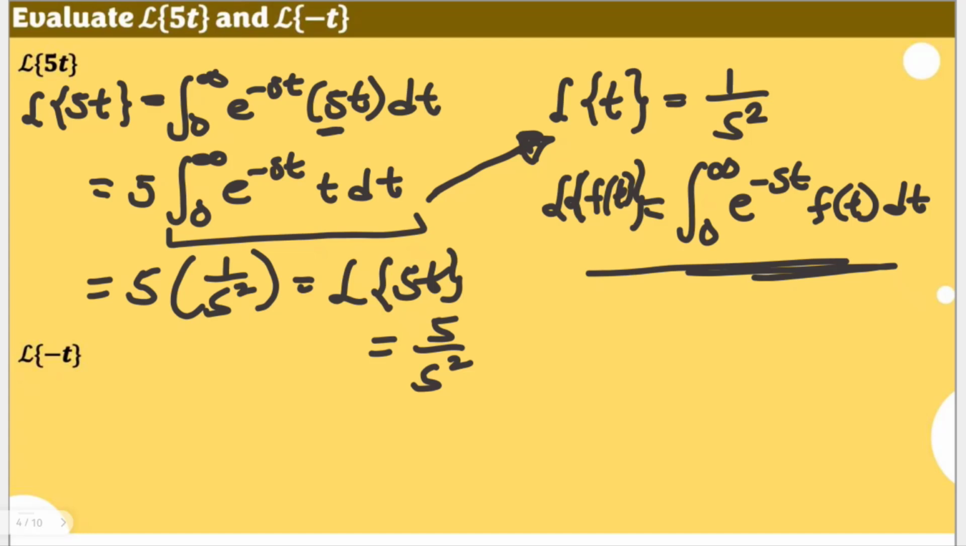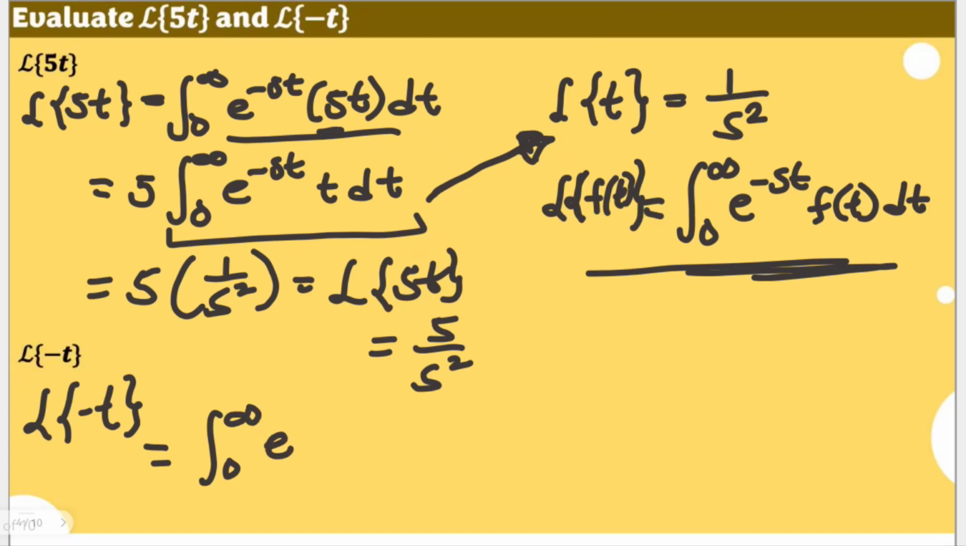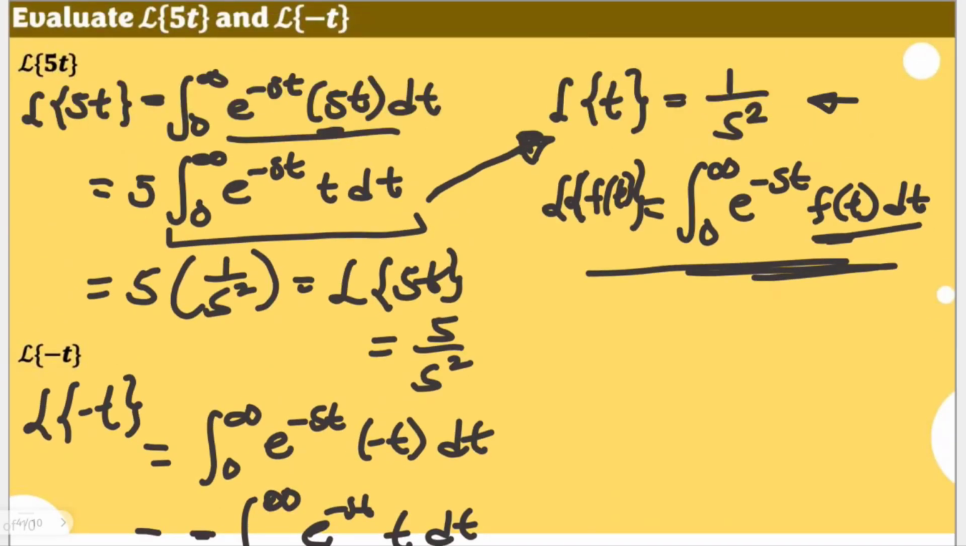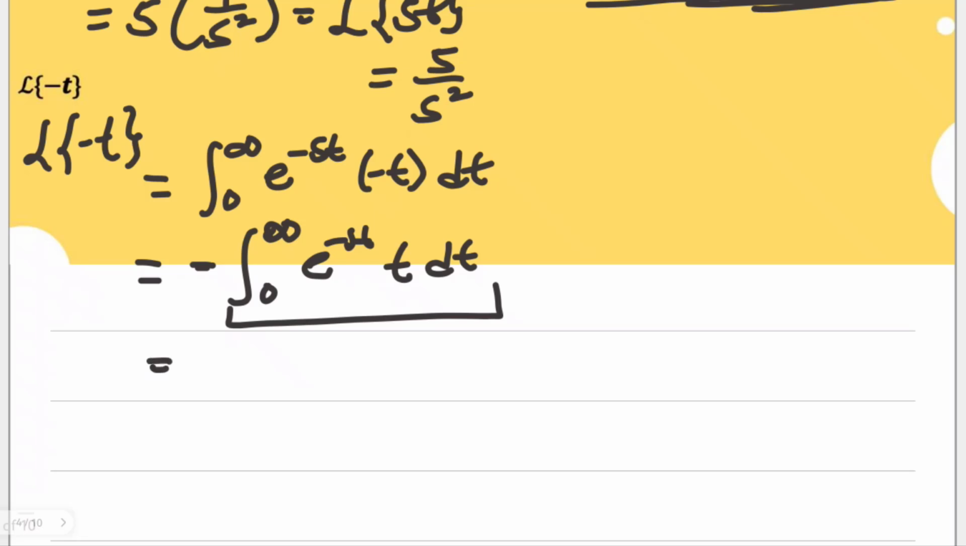Let me continue with the Laplace transform of negative t. If we follow this form, you will have the integral from 0 to infinity of e to the power of negative st, then negative t dt, following the function of t. But you will have a negative 1 here, which you can always move out. So negative, you have this form, e to the power of negative st t dt, and again, this is just equal to 1 over s squared. So generally, this is equal to negative 1 over s squared.